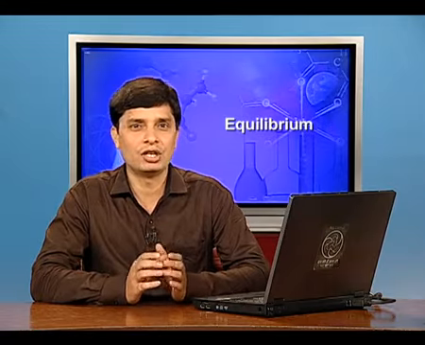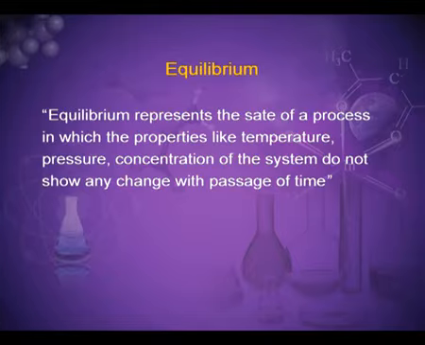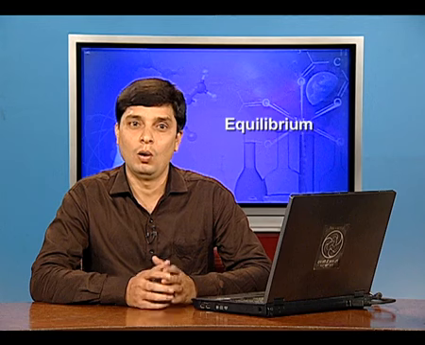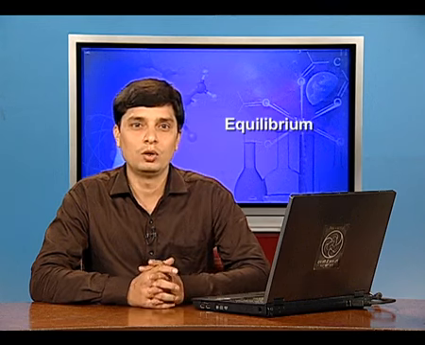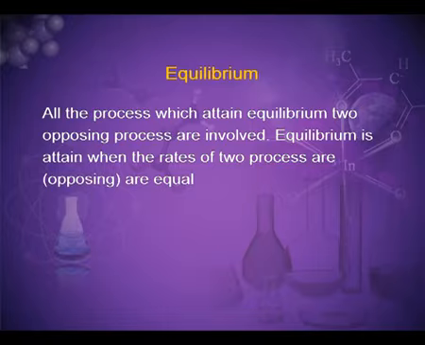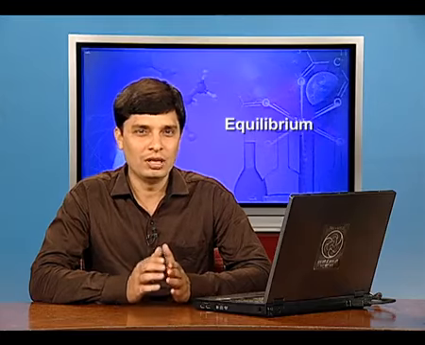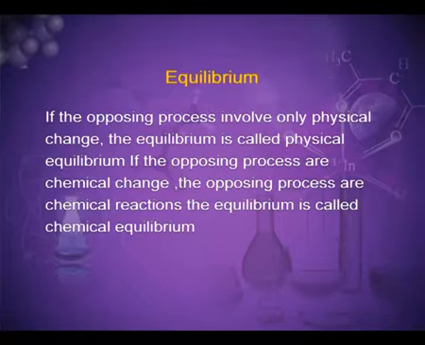Equilibrium represents the state of a process in which properties like temperature, pressure, and concentration of the system do not show any change with the passage of time. In all processes which attain equilibrium, two opposing processes are involved. Equilibrium is attained when the rates of the two opposing processes are equal. If the opposing processes involve only physical change, the equilibrium is called physical equilibrium, and if the opposing processes are chemical reactions, the equilibrium is called chemical equilibrium.